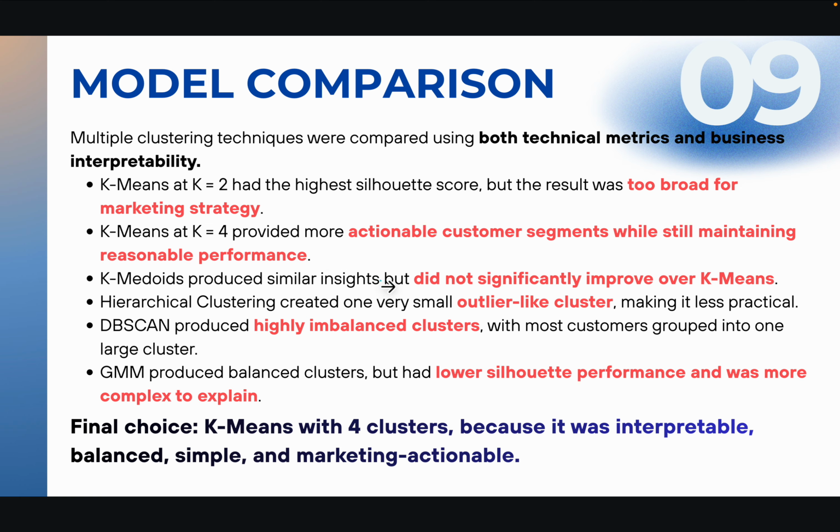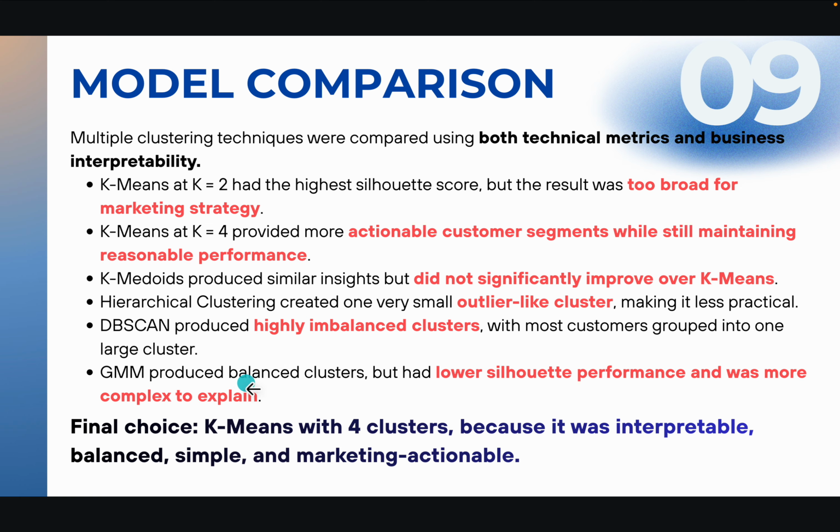And K-Medoids produced a similar insight, but did not improve significantly. Hierarchical clustering was useful for exploration, but the final solution created one very small cluster, like an outlier, making this solution less practical. DBSCAN was not suitable because it grouped most customers into one large cluster and created severe imbalance. So it's not chosen as well.